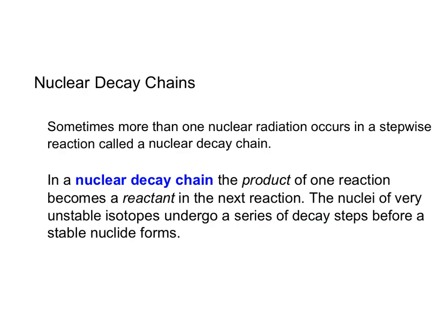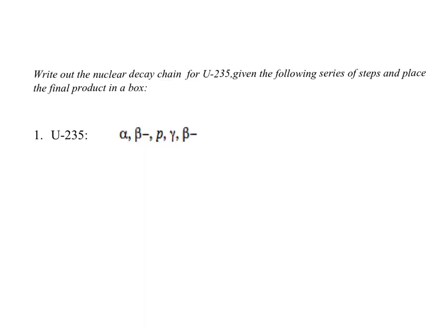The last big idea is the idea of a nuclear decay chain. Essentially, a nuclear decay chain is just a series of steps, a series of nuclear reactions where you make something in one step and then you use it to do another nuclear reaction in the next step. So it becomes a literal chain of reactions. We will give you the series of steps that we want you to do, and then you show that step one to the next. So here is your example. Write out the nuclear decay chain for uranium-235 given the following series of steps and place the final product in a box.